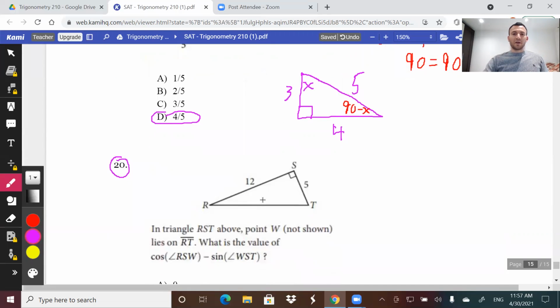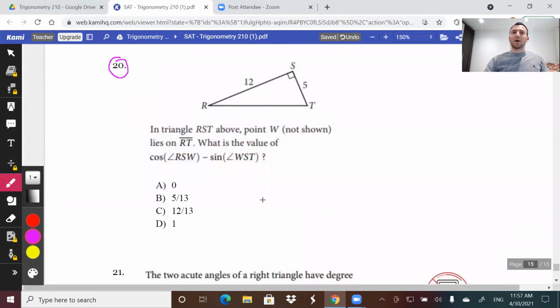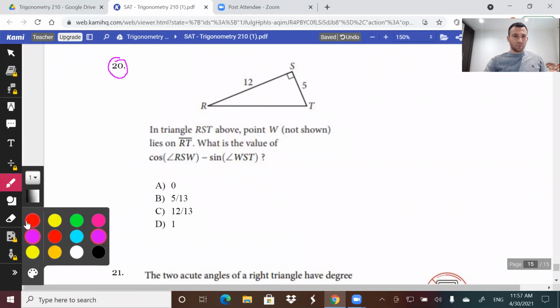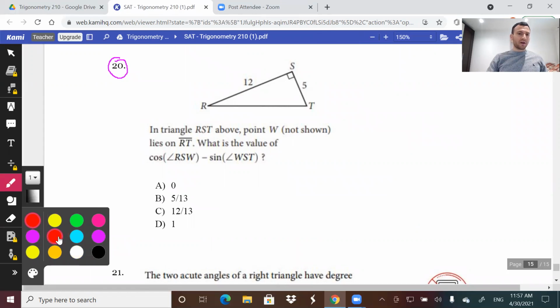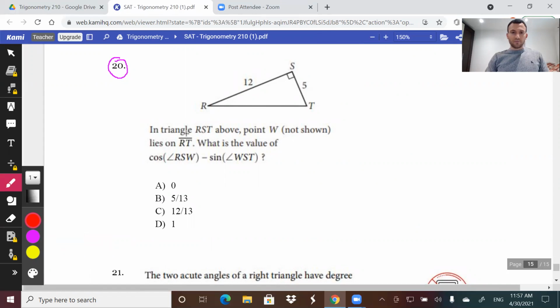Okay, this is the hardest problem I've ever seen with trig and with this cofunction identity. If you want to pause the video and give it a shot, or if you want to just do this packet and then come back to this video later, feel free to do that. But right now, we're just going to quickly cover this problem. So it says, in triangle RST above, point W not shown lies on RT. What is the value of cosine RSW minus sine WST?